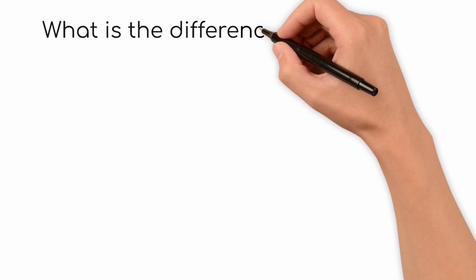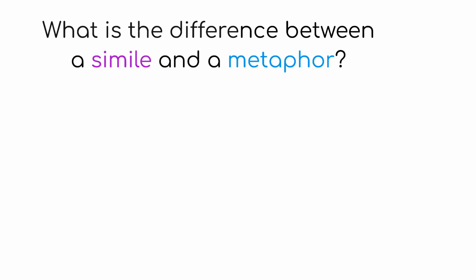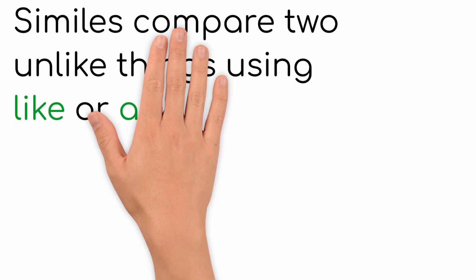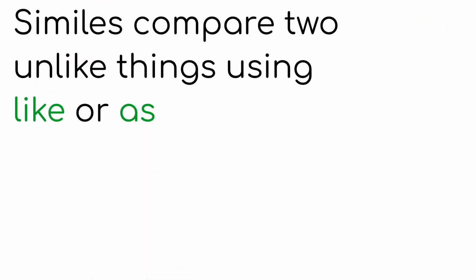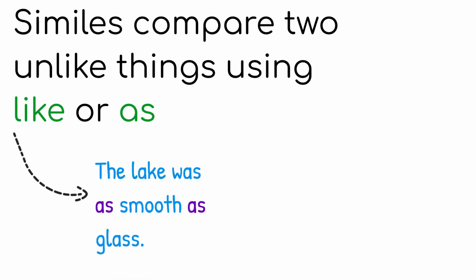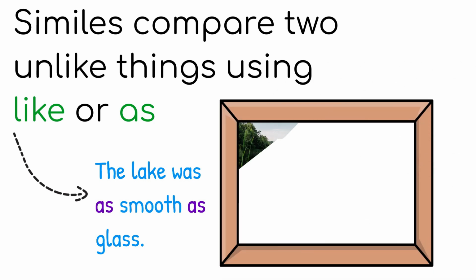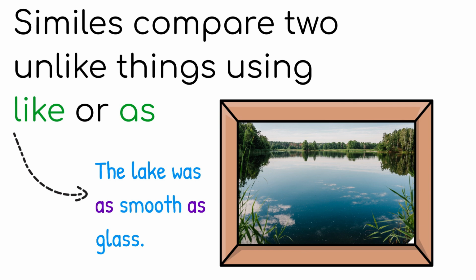You might have learned about different types of figurative language, so let's review. What is the difference between a simile and a metaphor? Similes are phrases that compare two unlike things using the words like or as. For example, in the sentence, "The lake was as smooth as glass," I am saying the lake is so still and calm, it looks like a piece of glass.